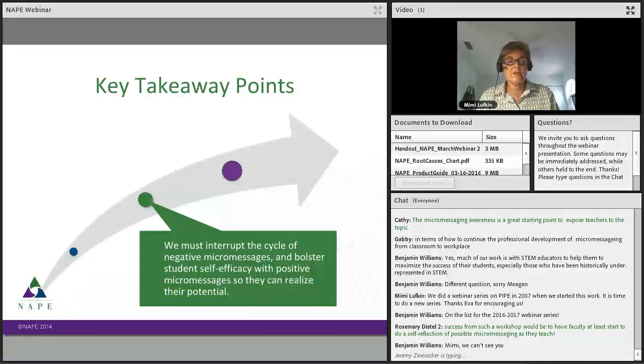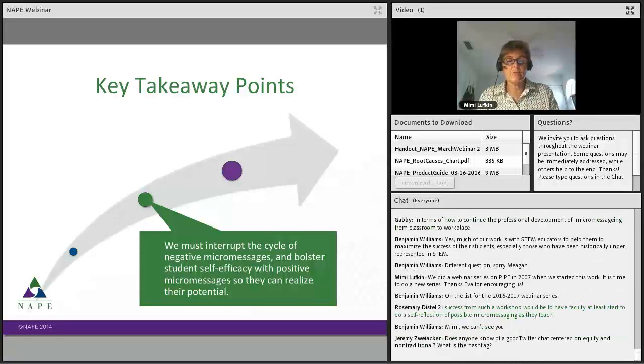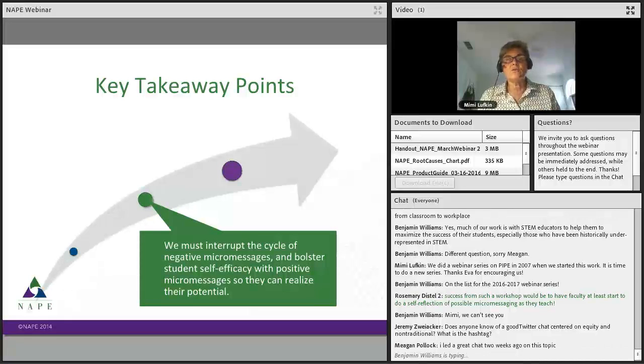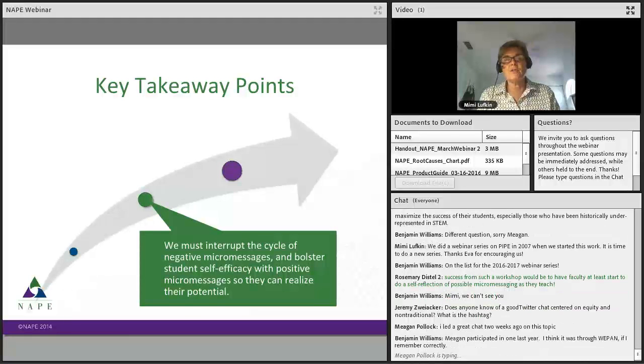The second key takeaway point is we must interrupt the cycle of negative micromessages and bolster student self-efficacy with positive micromessages so they can realize their potential. And the micromessaging curriculum really focuses on this whole notion and brings the research literature to practice. And I think the great thing that's happening now for us is the development of these toolkits that are focused on components of that particular curriculum, where we can really build out the content and deliver it to those of you who have an interest in this work in various ways.